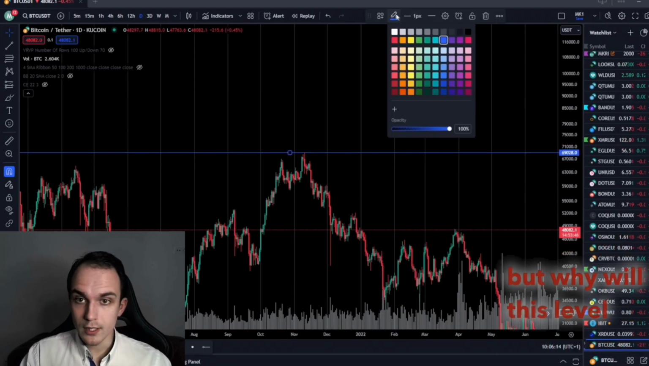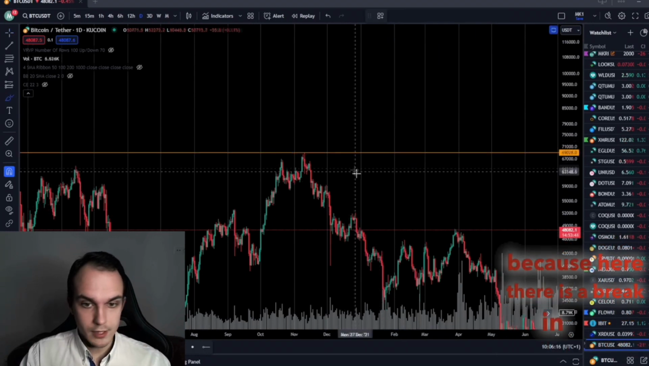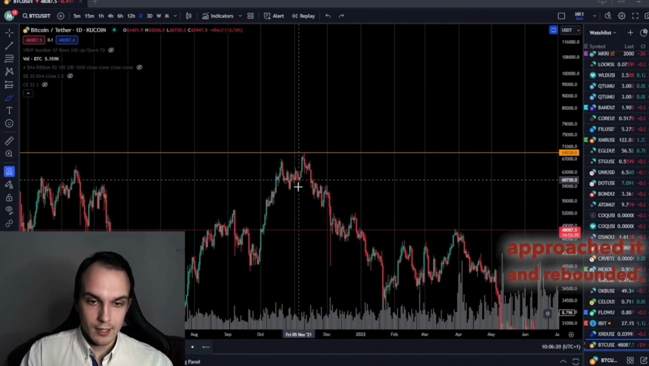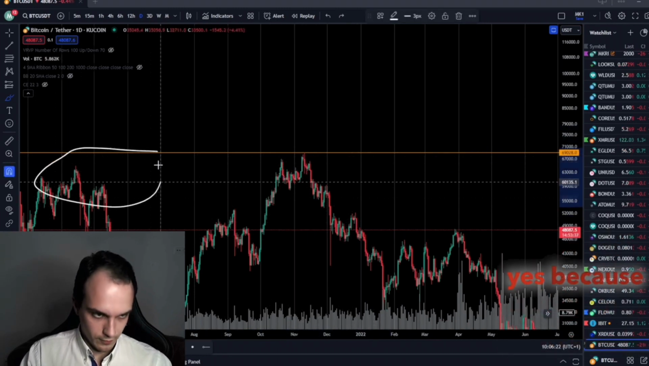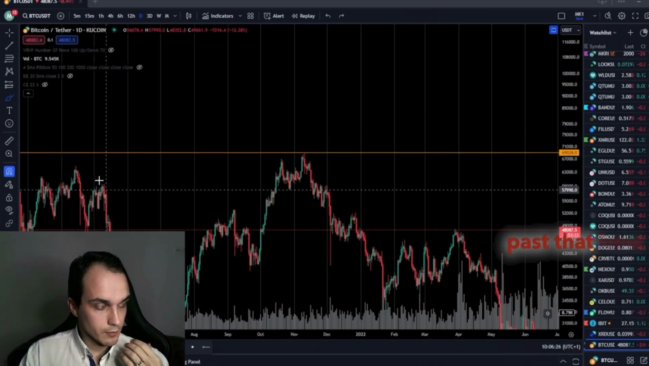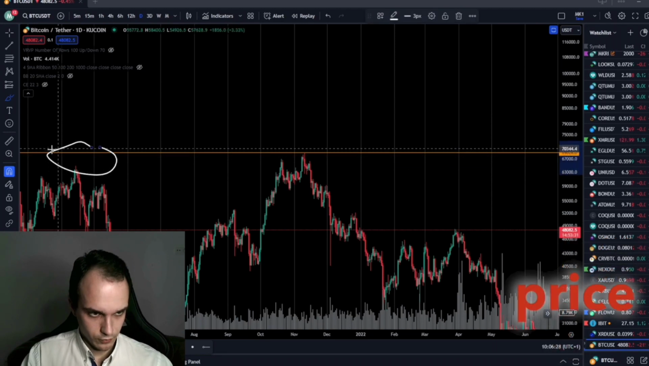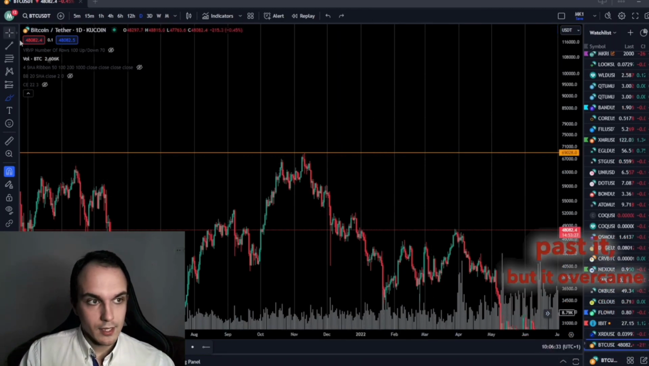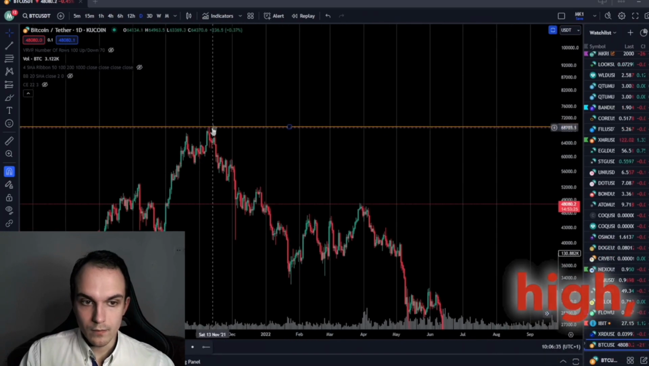But why will this level be important? Because here there is a break in the price movement. The price approached it and rebounded. It could not overcome it, because there is important pressure here. We've seen in the past that in this zone the price reached it and couldn't break through it, couldn't get past it. All-time high, that's clear.